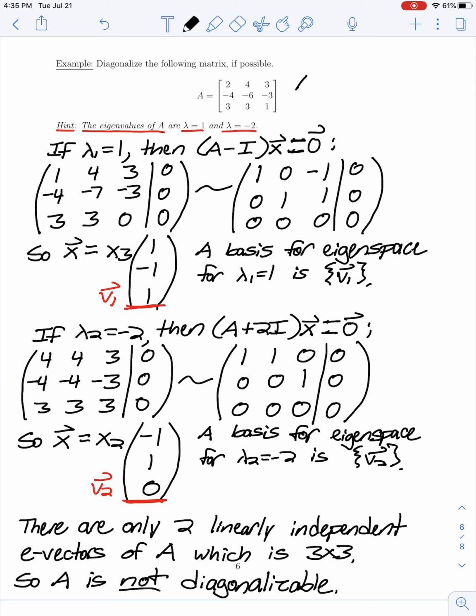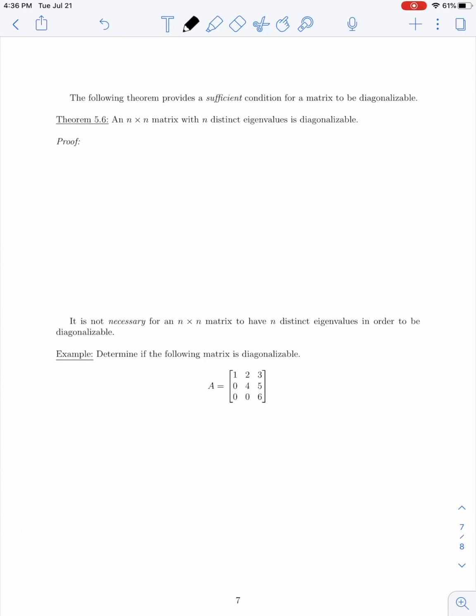So there is no factorization of this matrix of the form P, D, P inverse. It's not possible for this matrix. So what we've seen in the last couple of examples provides a little insight for the following theorem, which gives a sufficient condition for a matrix to be diagonalizable. This is theorem 5.6, which says an n by n matrix with n distinct eigenvalues is diagonalizable.